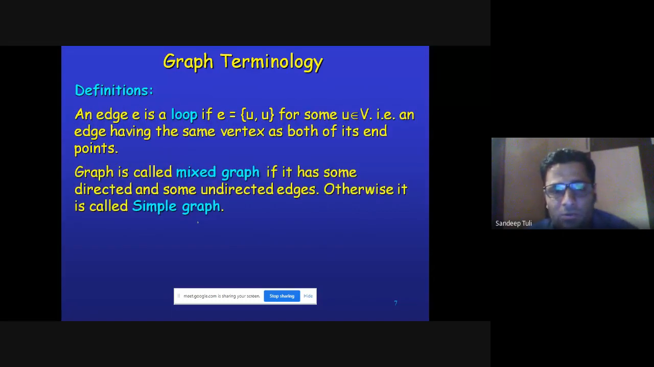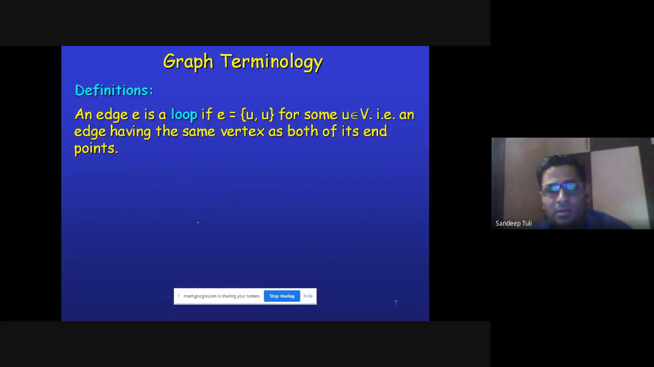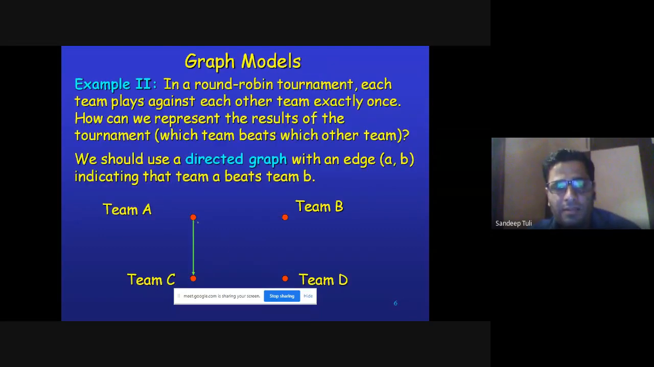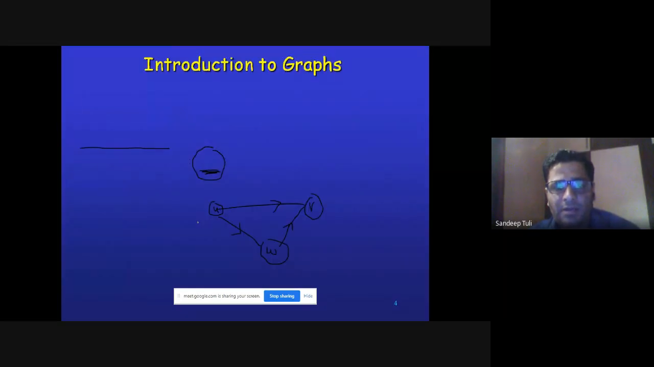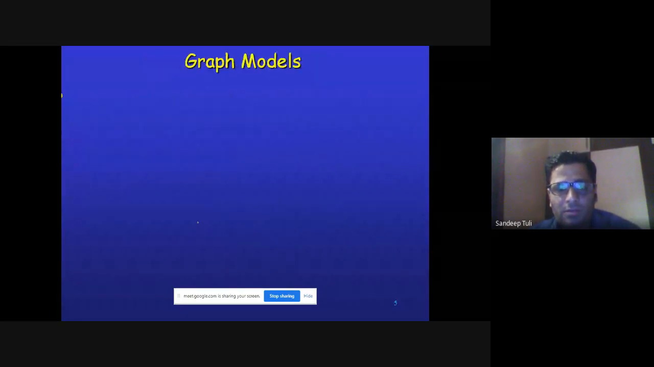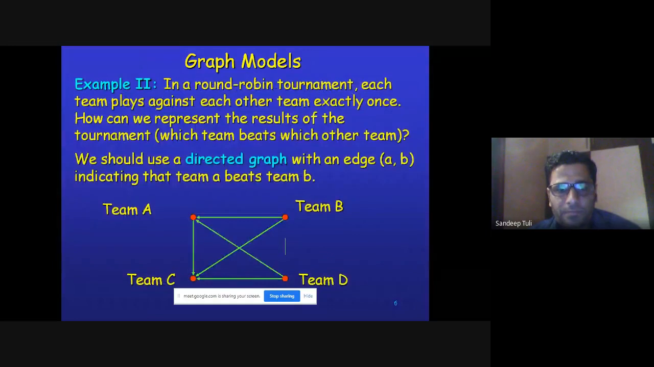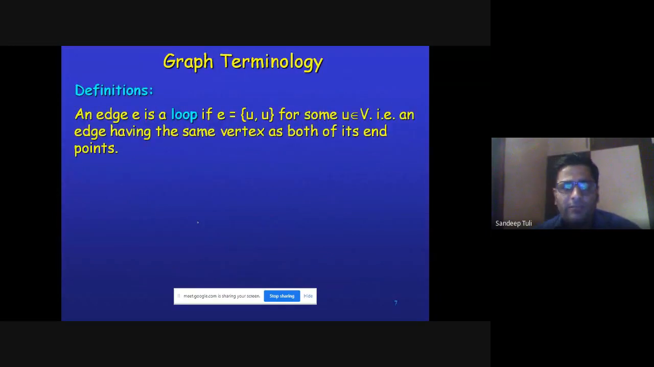Okay, now next we come to some other terms that we will use in the graph. Basically, two types of graphs we have learned in this particular unit. One is a simple graph and one is a directed graph. Next, the first definition is of a loop. So what do you mean by a loop?